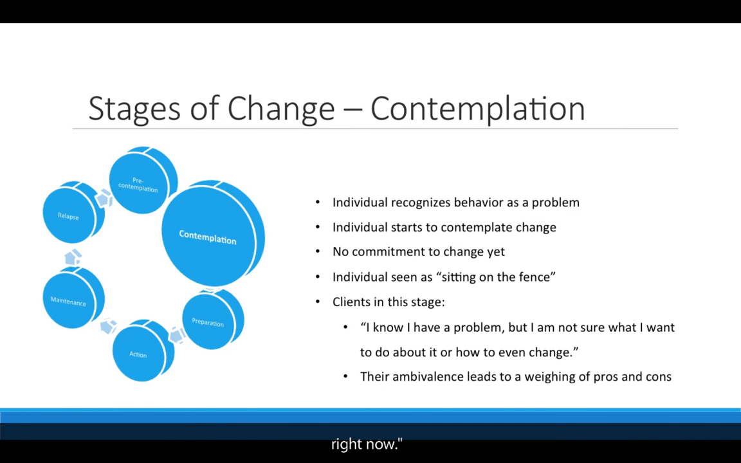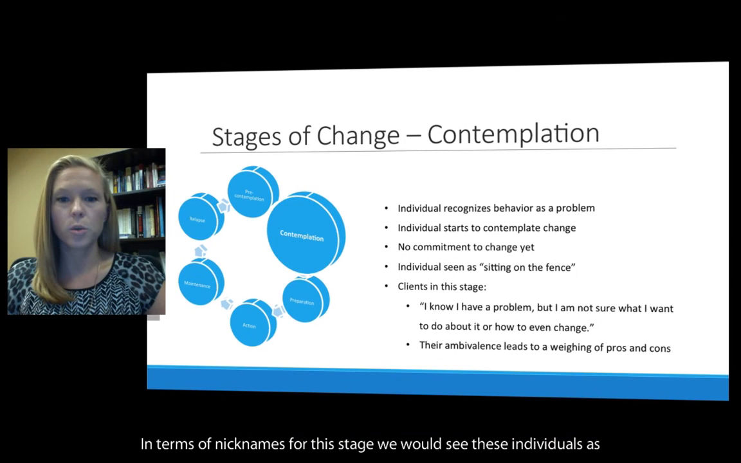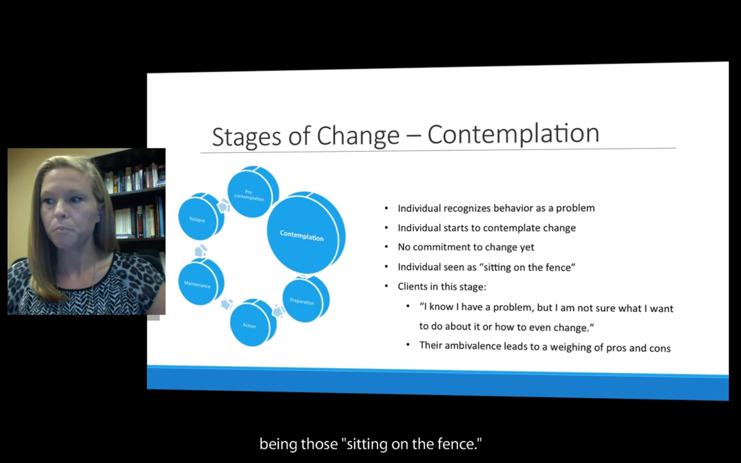The next stage of change is contemplation. In the contemplation stage, the individual has moved away from being in denial, not viewing themselves as having a problem, to starting to recognize their behavior as being problematic. Here, the individual is starting to contemplate change, although they've not yet made any commitment to change yet. In terms of nicknames for this stage, we would see these individuals as being those sitting on the fence.